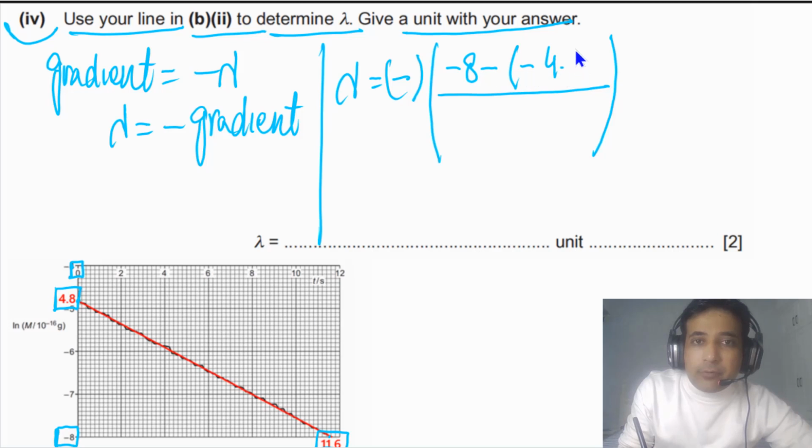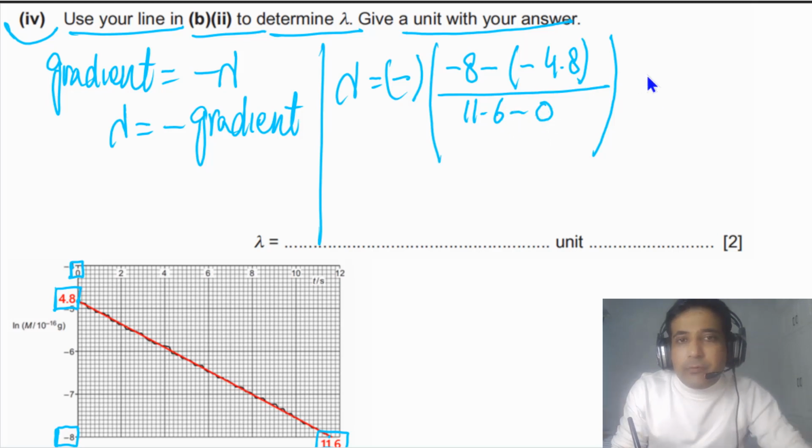The decay constant has units of per second. So our final answer to 2 SF is 0.28 per second. This is how you can calculate the gradient, but you have to be careful with negative signs. If you don't use this negative sign here, you will get a negative answer, but lambda cannot be negative.